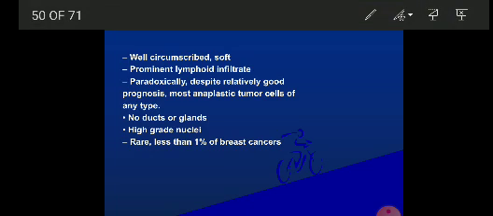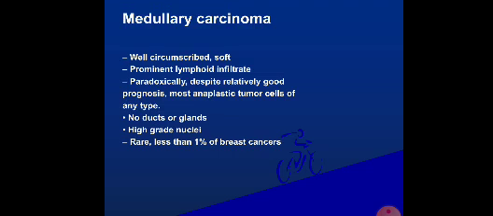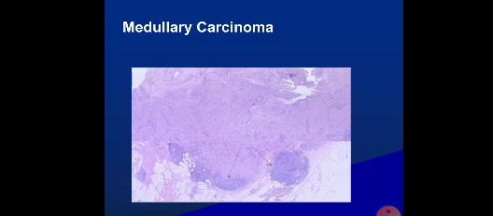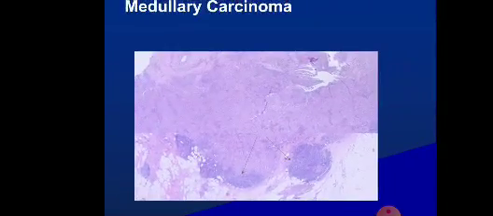Here, let's start with medullary carcinoma. It is a well circumscribed soft mass with prominent lymphoid infiltrate. Despite the prognosis being very good, the cells are very anaplastic, the most anaplastic tumor cells of any type. No duct or glandular formations, solid masses are there. High grade nuclei, rare, less than 1% of breast cancers. Here you can easily see there is a lymphoid collection along with the malignant cells, the collection of lymphoid cells in the medullary carcinoma.